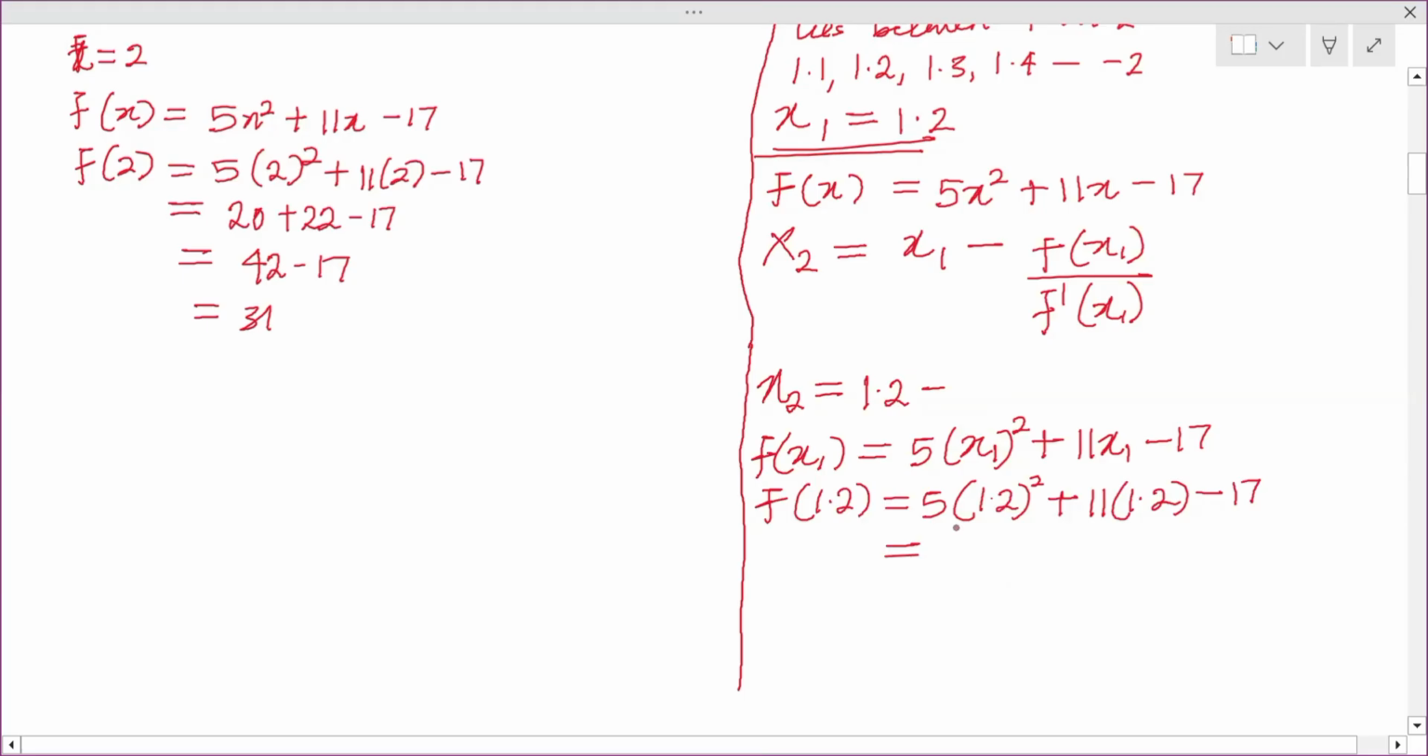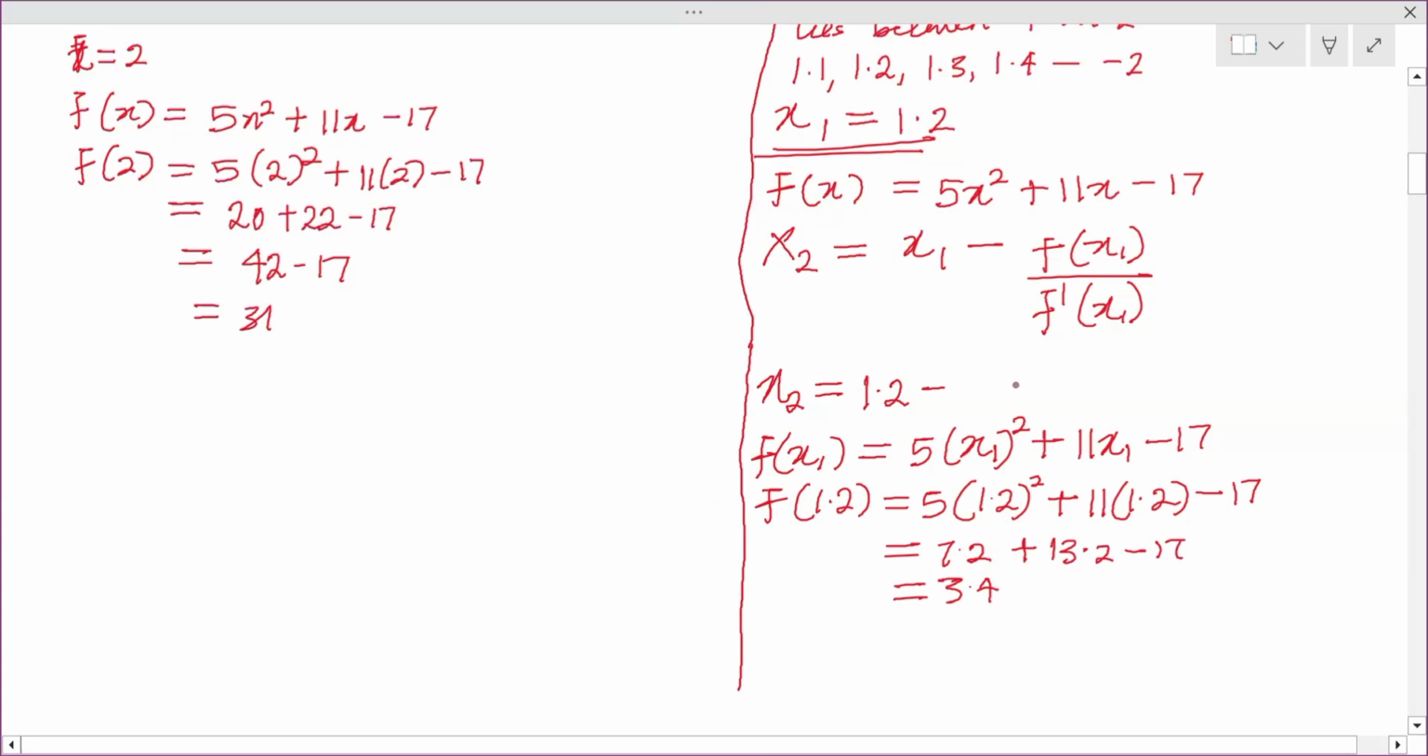If we evaluate this, let us do it systematically. So here I have 1.2 squared, that is 1.44, times 5. That will give us 7.2. So I have 7.2 plus 11 multiplied by 1.2, which gives us 13.2, minus 17. So here I'm going to have 7.2 plus 13.2 minus 17. That is minus 3.4. That is minus 3.4 as f of this.